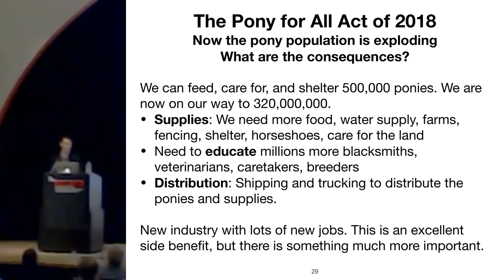So now the population of ponies is exploding. And that has enormous consequences because we can feed and shelter and care for 500,000 ponies, no problem. We've been doing it forever. But now the population is exploding, so now we're going to need many more supplies. More food, more water, more farms, fencing, shelter, horseshoes, caring for the land, which means we're going to need to educate millions of more blacksmiths and veterinarians and caretakers and breeders, which means that now we're going to have to distribute these things across the country, so trucking and shipping. So a new industry is being created with lots of new jobs, which is a wonderful benefit, but that is not the important point.